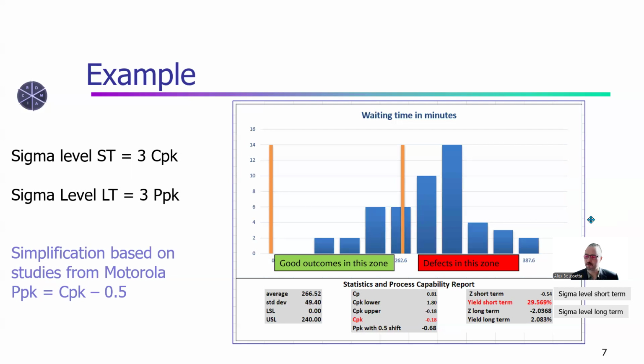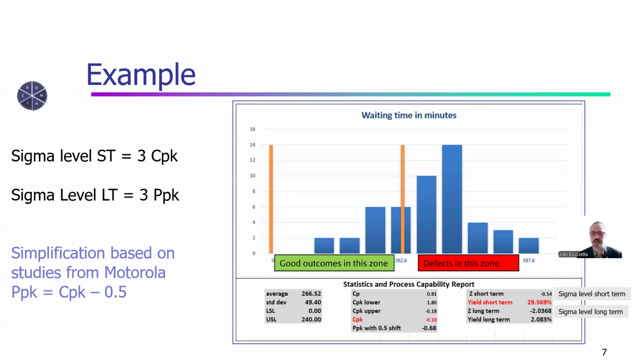Let's not forget that Cpk, Ppk, sigma levels are notions that green belts and black belts would understand. For the common mortal, your colleagues, your partners, your managers, use a percentage. In this example, we can say that the yield short term, so the success rate short term, is 29.5%, which is not very good, right? It means that we have roughly 71% of defects in that situation.